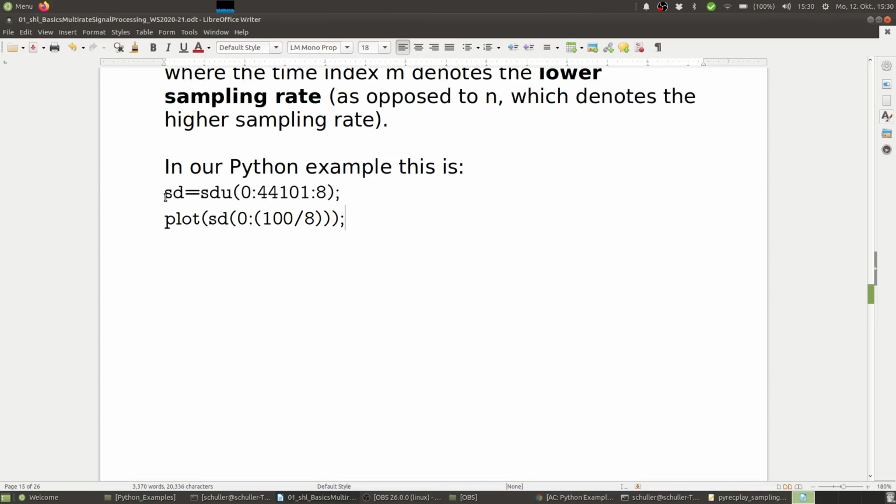So let me do that. Oh, I closed my IPython window.